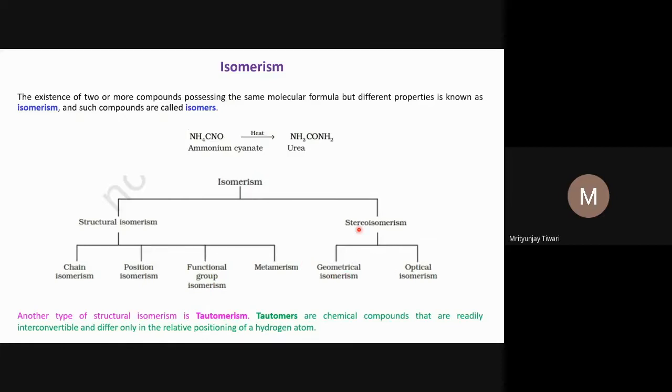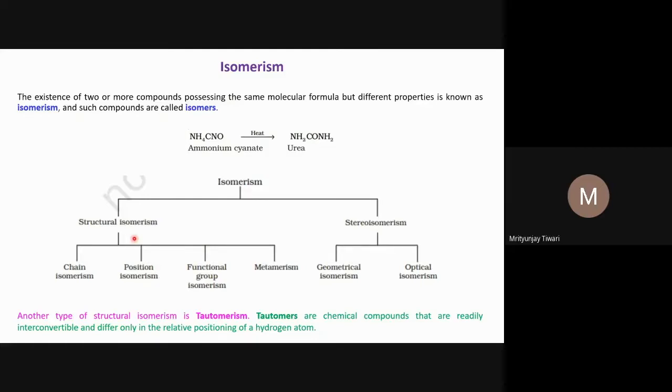Then the stereoisomerism is of two types: geometrical isomerism and optical isomerism. There is another kind, conformational isomers, also called rotational isomers. Sometimes I have seen in certain books that conformations are written as stereoisomers. I believe conformational isomers are not stereoisomers. The conformations are basically the different physical states of the same compound, and they are basically not isomers.